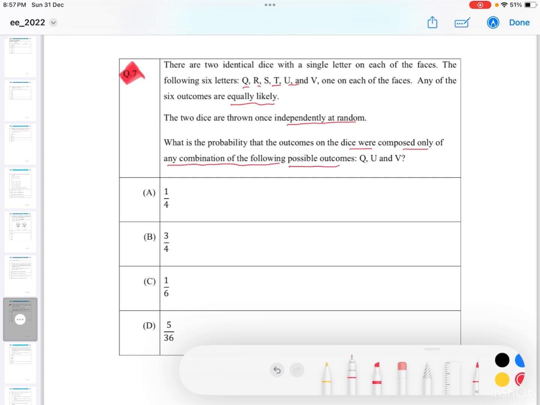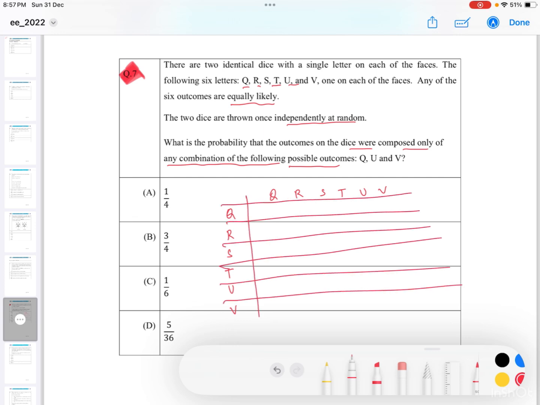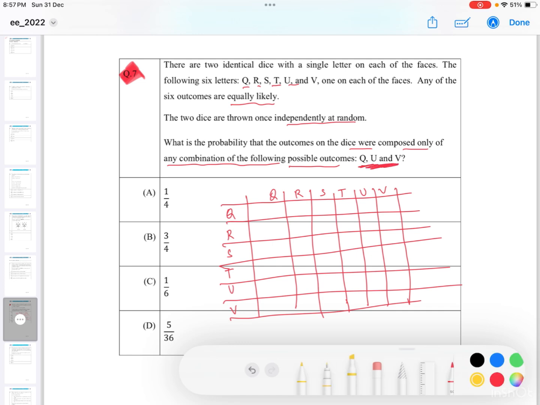So we will have to look at, if we throw the dice, what the total possible outcomes are. We will get 36, right? With Q R S T U V and Q R S T U V, we will have a total of 36 possible outcomes, right? And what we want is that any outcome should be a combination of only these 3 letters. So if you look at this, what could the combinations be?